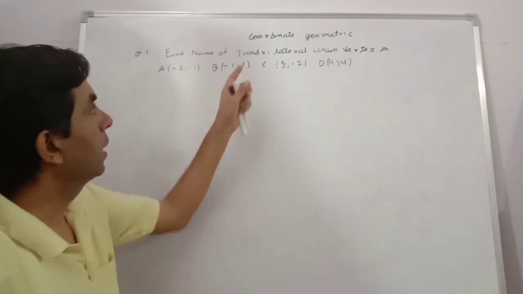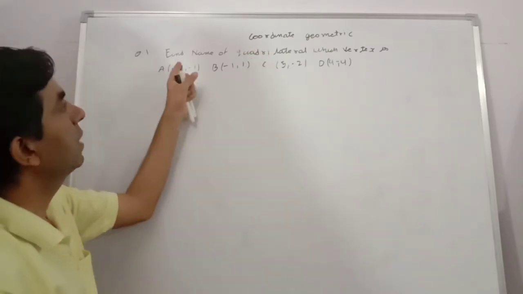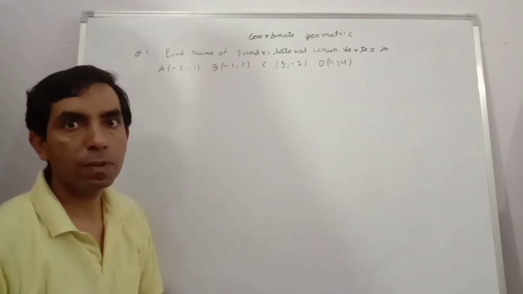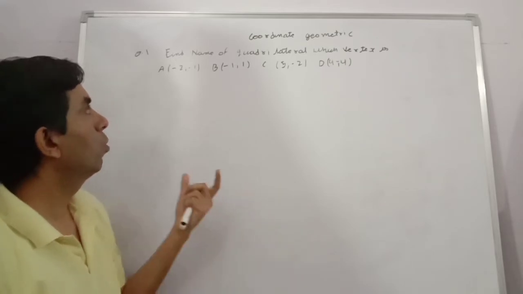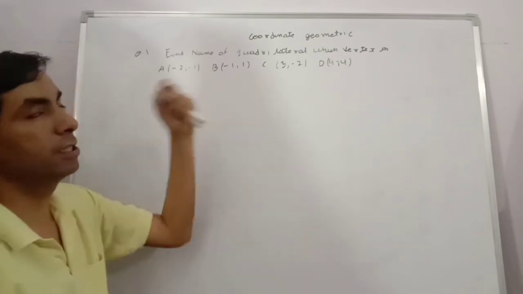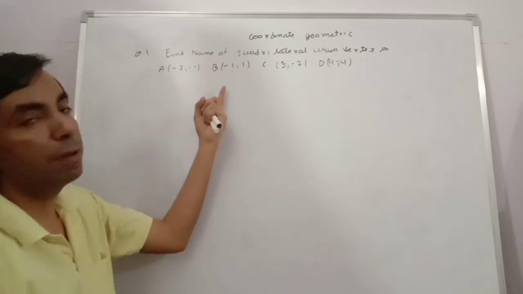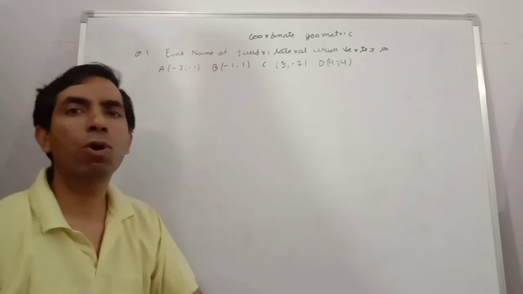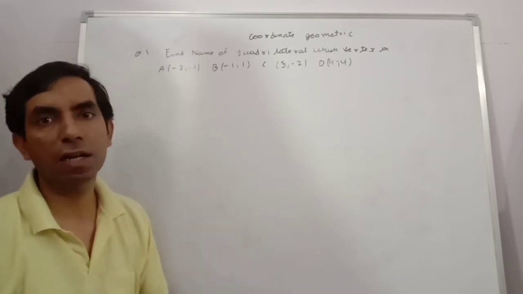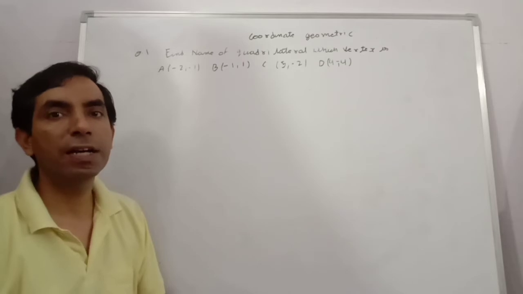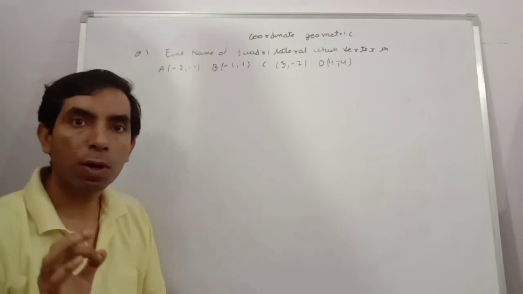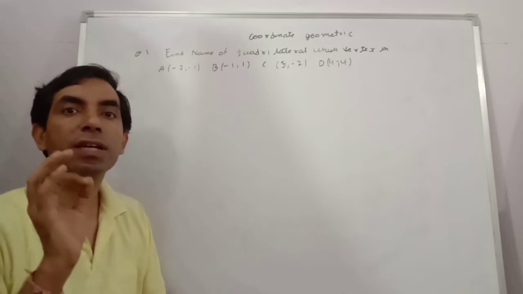Today we are given a coordinate geometry problem to find the name of the figure whose vertices are A, B, C, D. We don't know, in these four coordinates, which is a side. It may be possible AC is a side, or AB may be. It is not confirmed which is the side and which is the diagonal. So we find the distance of all the points from each other.